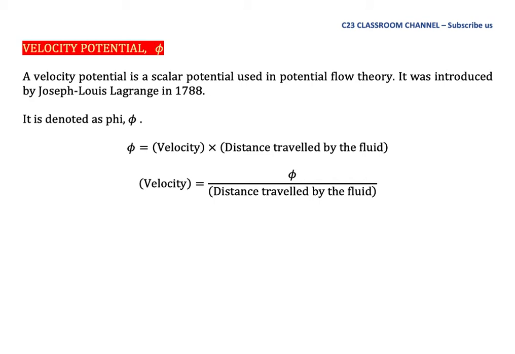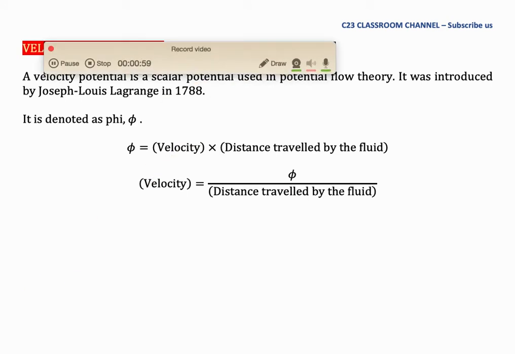The basic idea to calculate phi is by multiplying the velocity with the distance traveled by the fluid. So to get the velocity here, we could calculate it by phi, or the potential velocity, divided by the distance traveled by the fluid. So to write phi here, you could write like this.